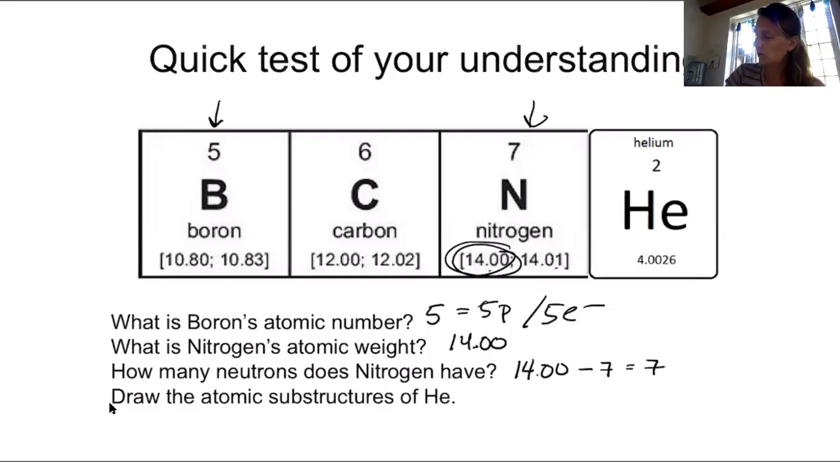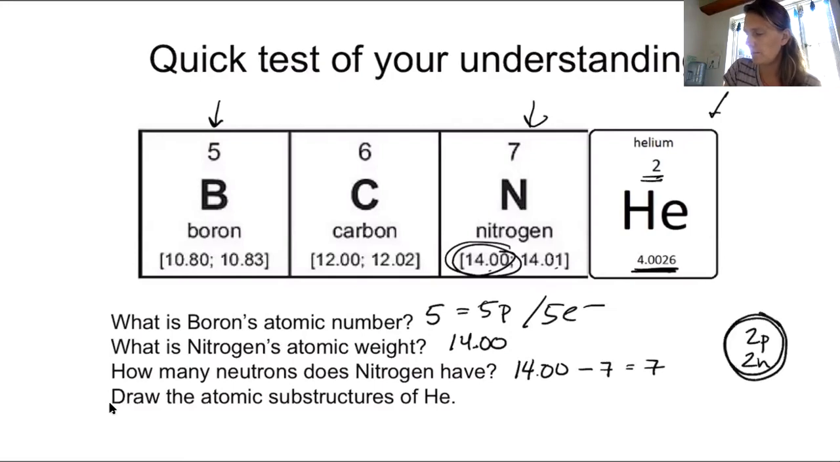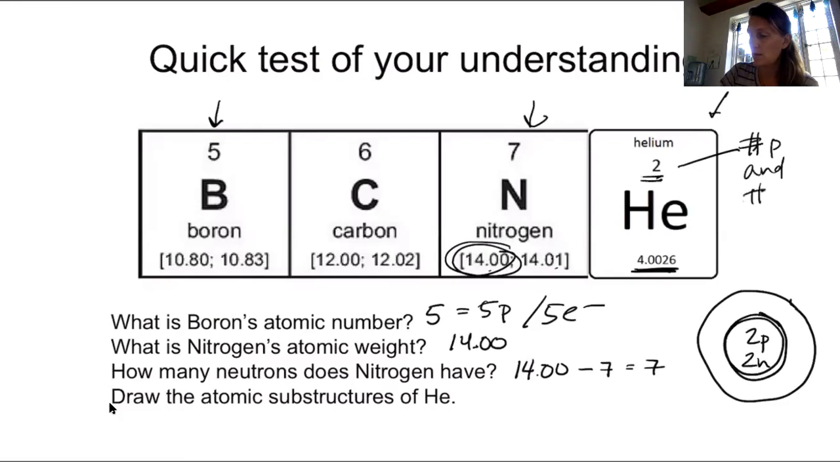All right, draw the subatomic structures of helium. So we're going to deal here with helium. We know that it's going to have 2 protons. How many neutrons? Looking here, we're going to 2 neutrons. That's the nucleus. Then we're going to put a shell around it. And how many electrons? We know that the atomic number is the number of protons, and that also represents the number of electrons. So you have 1, 2 electrons.